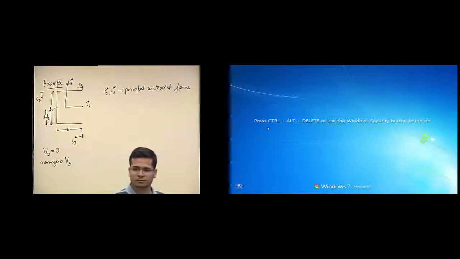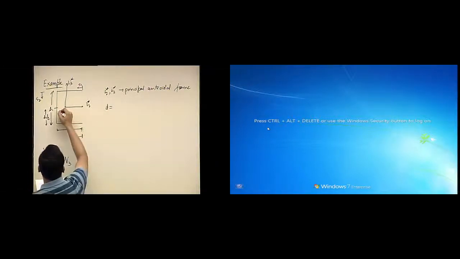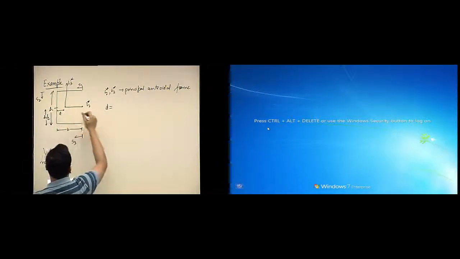And let's say that V2 is 0. So we have a non-zero V3, so we are applying shear force. The I2 coordinate of the centroid, let's say this distance is d, so it is b over 2 plus h over b.